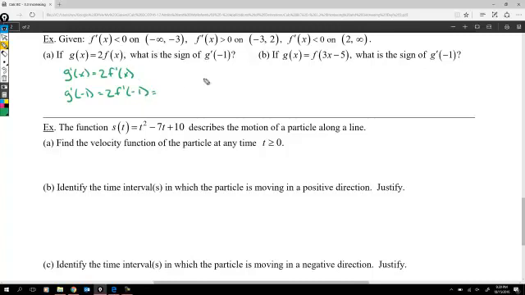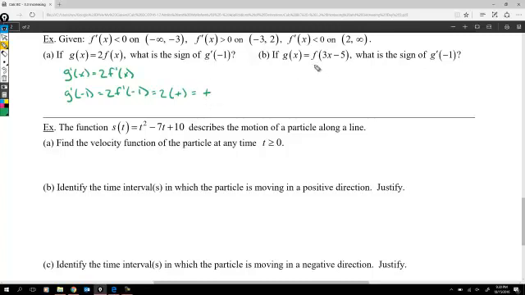Meaning that, I know that -1 is between -3 and 2, and so I'm going to be using this interval here, and it tells me that f prime of x is positive. So 2 times some positive number. I don't know what that number is. It doesn't matter, because 2 times a positive number is still going to be a positive number. So I know that the sign of g prime of -1 is going to be positive.